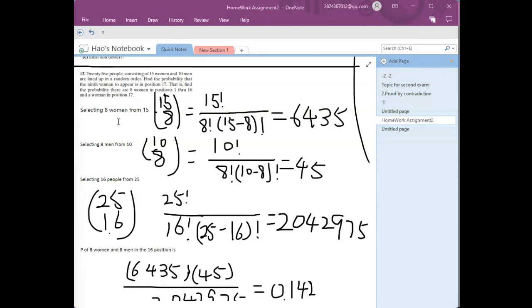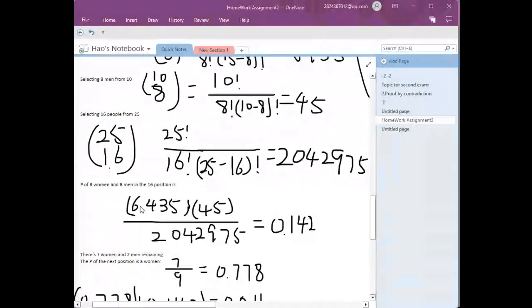It says that 8 women are found, so there will be 8 men from the 16 of them. So I find the ways you can choose the women. It's 15 choose 8, and then for the men, 10 choose 8, and then 25 choose 16 for choosing 16 people from 25.